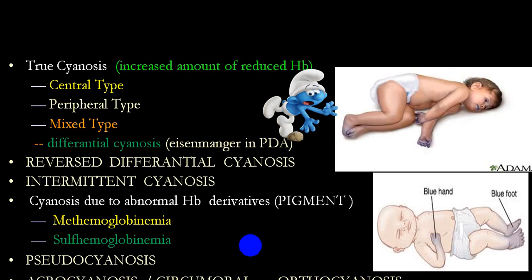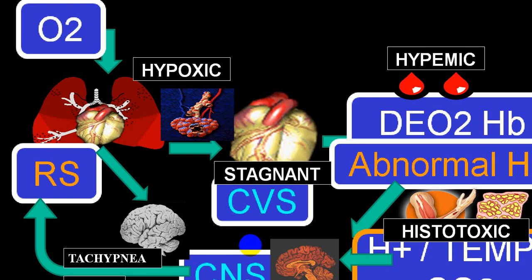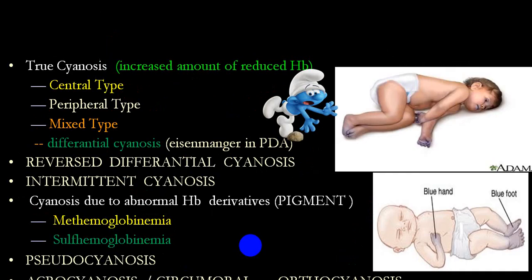Also in a normal person, when he is exposed to extreme cold, he can develop peripheral cyanosis, or because of diminished cardiac output, coarctation of aorta, there will be diminished blood flow. In all these conditions, you can develop peripheral cyanosis.